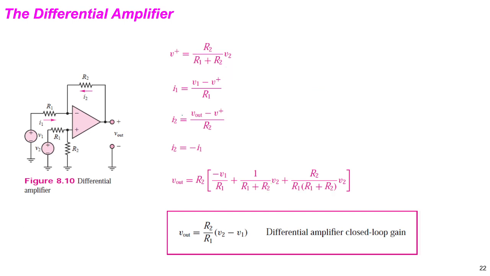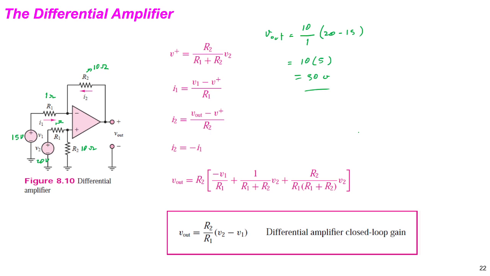For example, if I put R2 as 10 ohm, this is 1 ohm, this is 1 ohm, and V2 is 20 volt, and V1 is 15 volt. What is the output? V out would be 10 divided by 1, and the difference between the two inputs is 20 minus 15, so we get 10 times 5 volt, which is 50 volt.